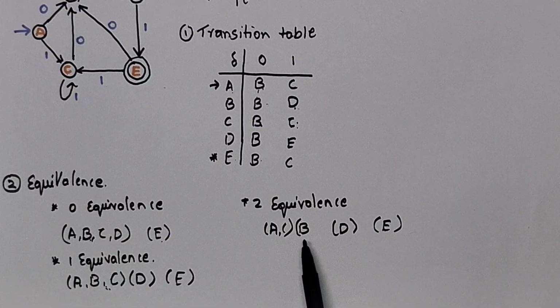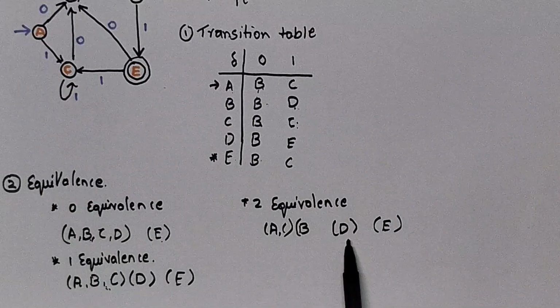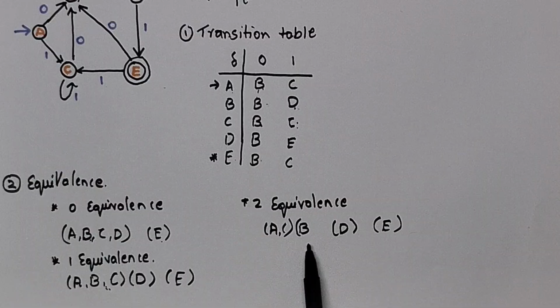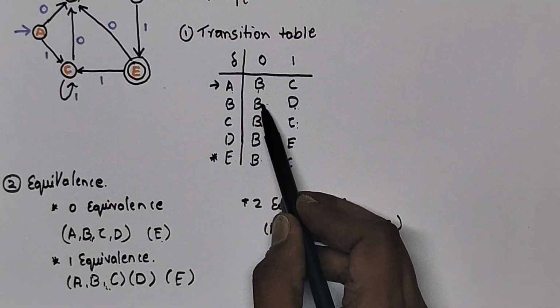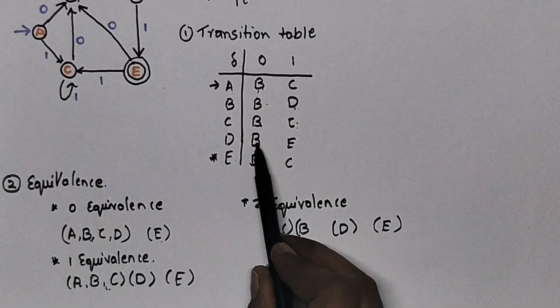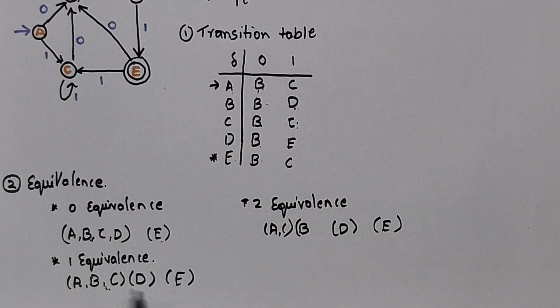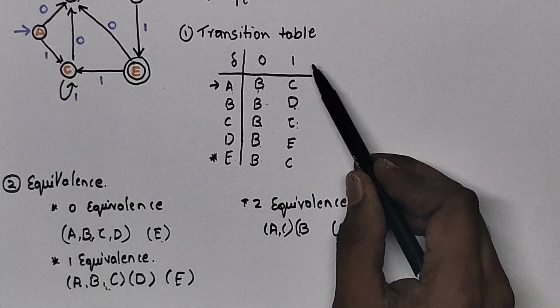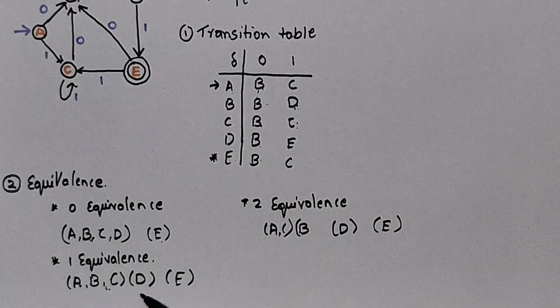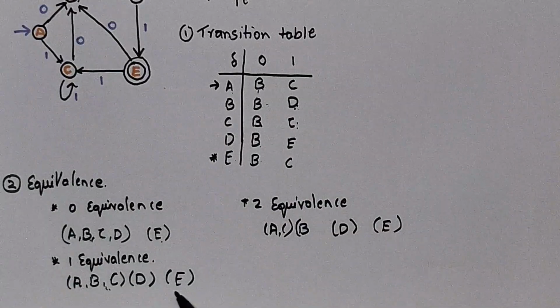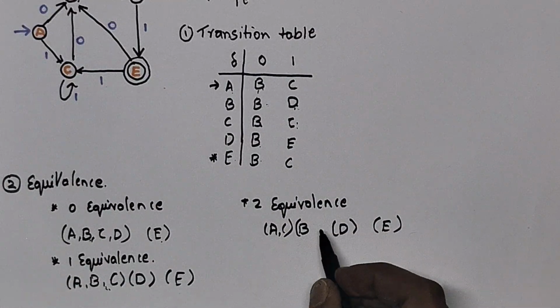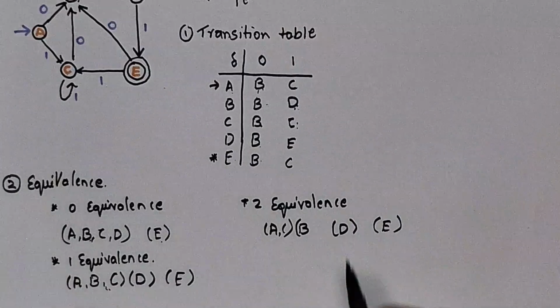So now let's search whether there is any relationship among B and D and B and E. Let's start with B and D. For 0, B is moving to B, D for 0 is moving to B, which is in this group only. Yes, it is perfect. For 1, B is moving to D, which is in the separate group, and D is moving to E, which is in the separate group. Both are in the separate group, so you can conclude there is no relationship among B and D.